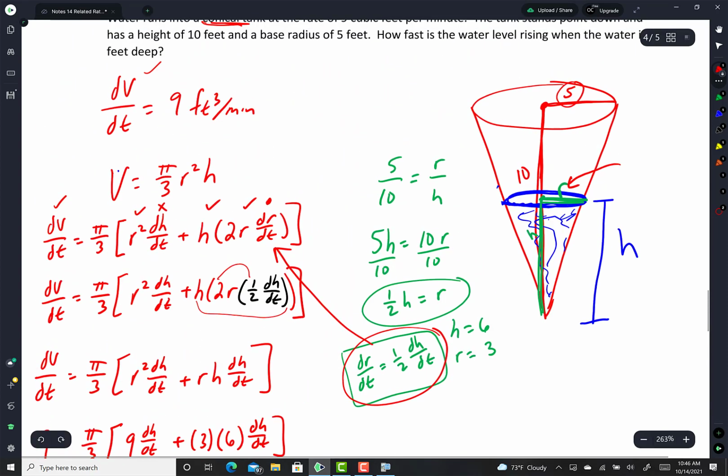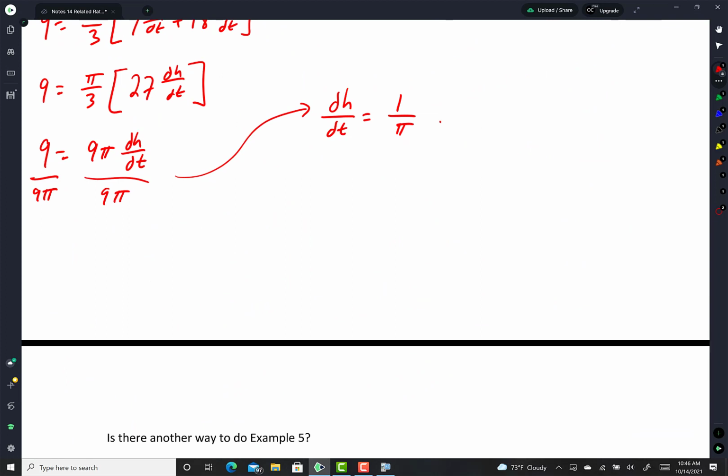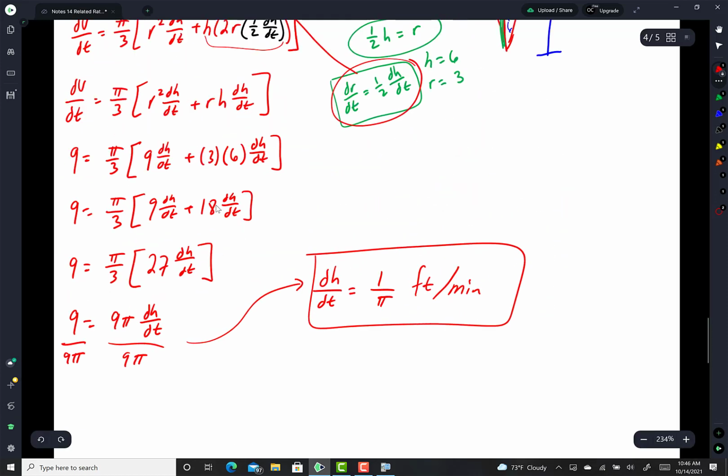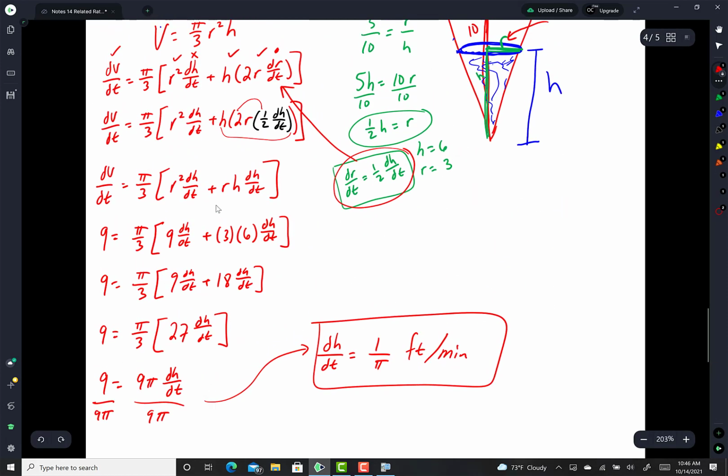Is this feet per minute? Feet per minute. There it is. Don't worry, we're going to do this a different way. I'm going to upload this online so you guys can see it again.